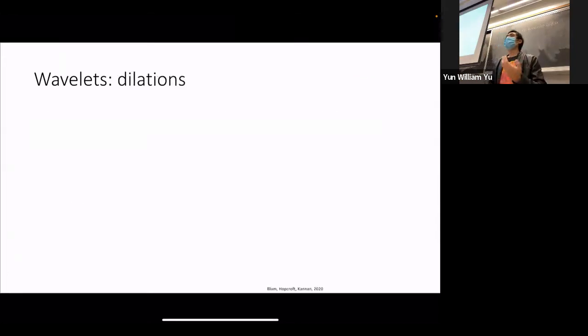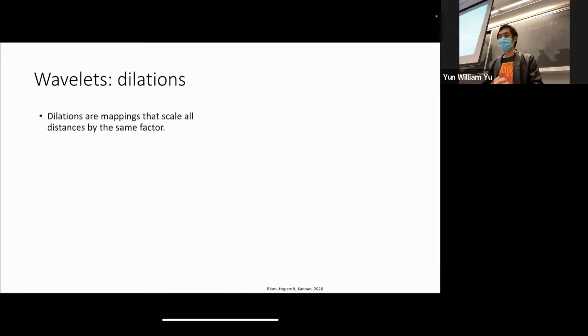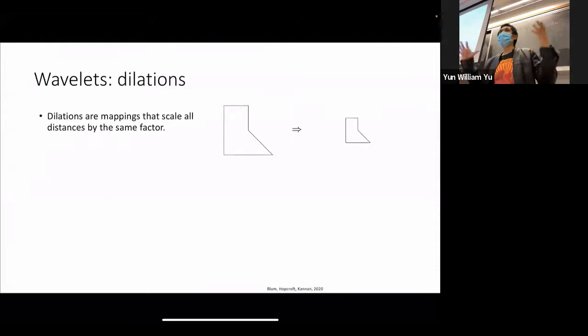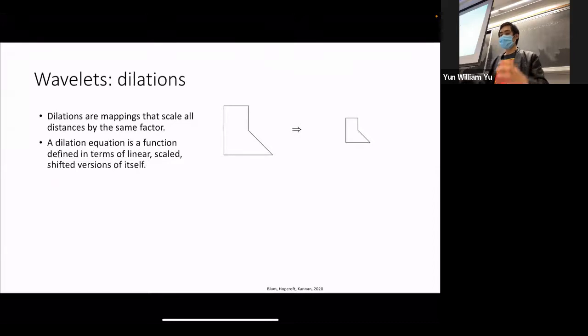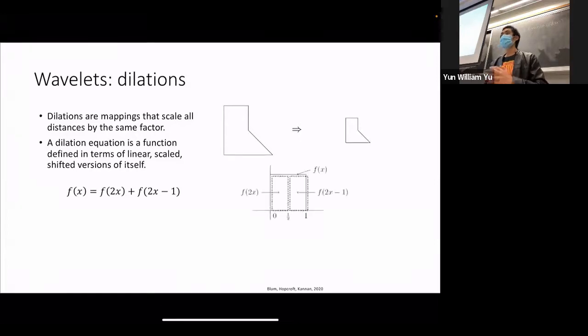The basic idea behind most wavelet constructions is this idea of dilations. Dilations are these mappings that scale all distances by the same factor. You can think of it as just shrinking things for the most part. And a dilation equation is a function that is defined in terms of linear scaled versions of itself. For example, if we have a function defined f(x) = f(2x) + f(2x - 1), that is a dilation equation that can be satisfied by just the constant function on the interval between 0 and 1.